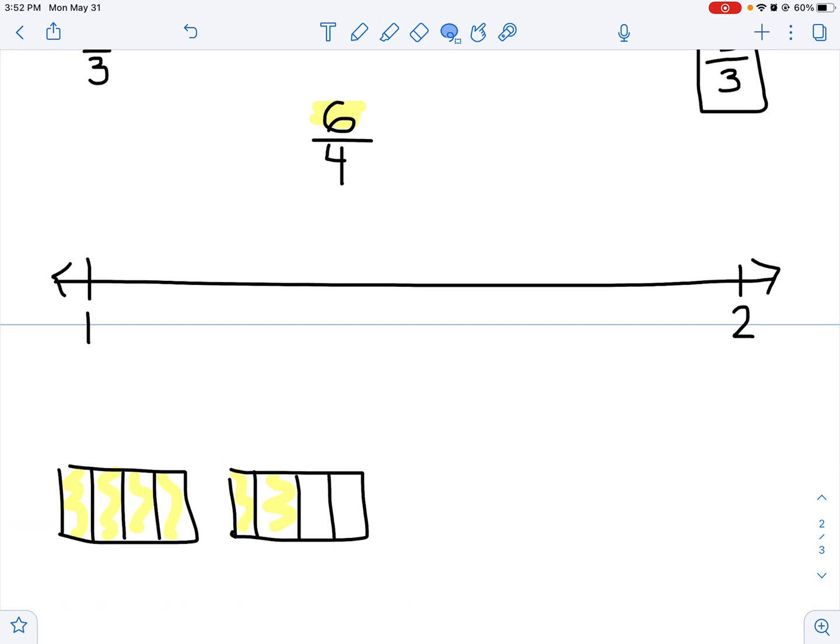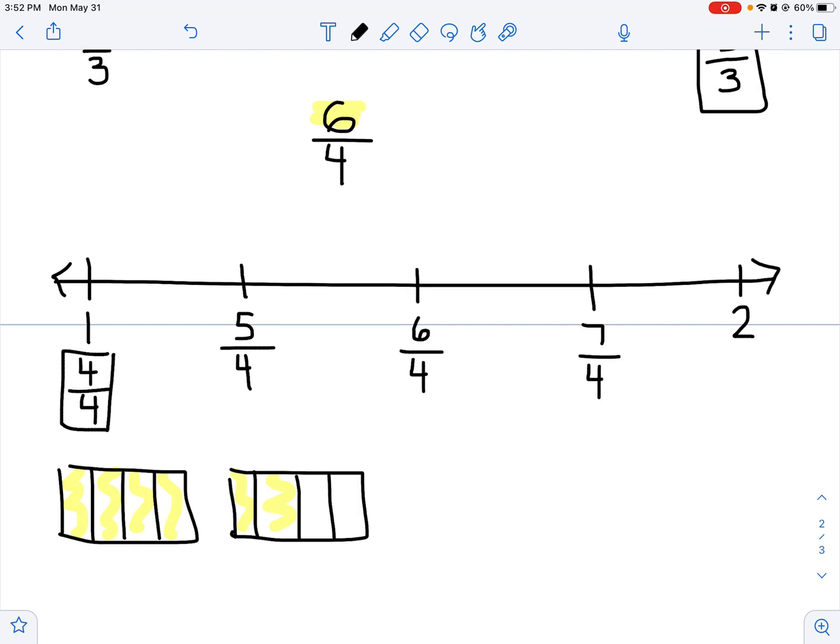Remember, looking at your end points, 1 whole is equal to 4/4. You don't want to start at 0 first this time. We're starting at 4/4. Now I'm going to partition my number line into 4 equal parts, and I'm going to keep counting. 5/4, 6/4, 7/4, 8/4. Fourths. Okay? And then I'm going to put my point where 6/4 is on the number line.